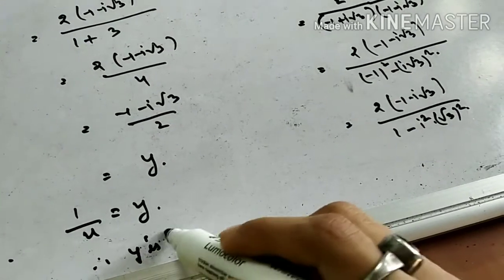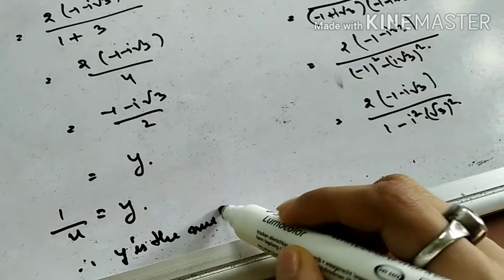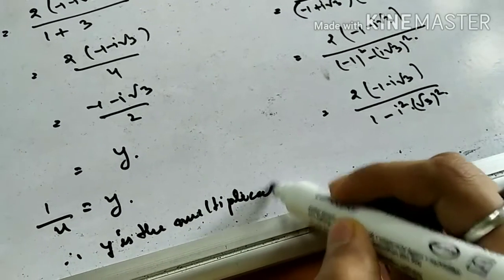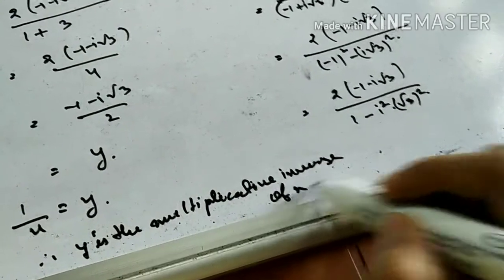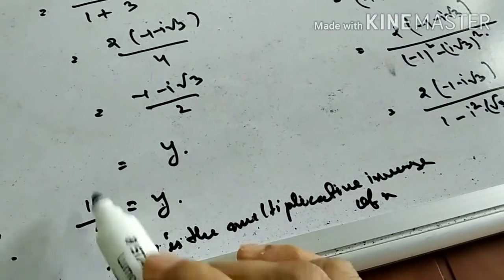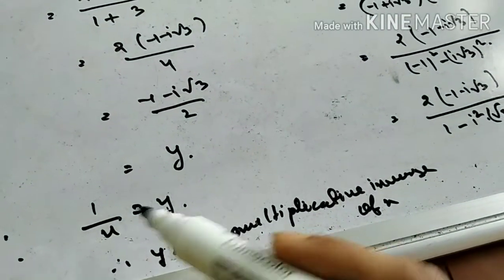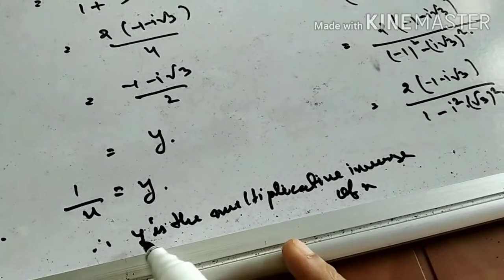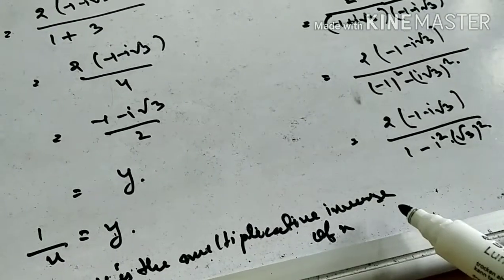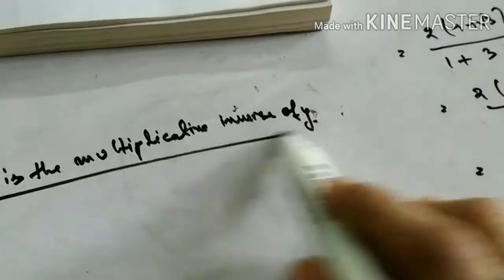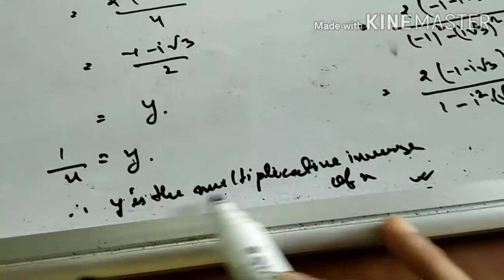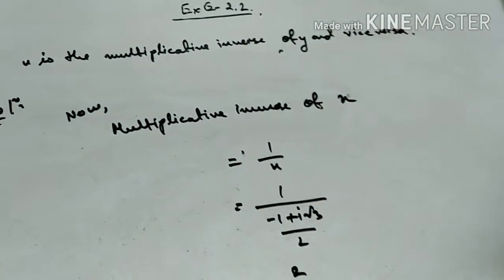Therefore y is the multiplicative inverse of x. Y, this is what? It is 1 by x, and 1 by x is what? It is the multiplicative inverse of x. So therefore I can say y is the multiplicative inverse of x. First I showed that x is the multiplicative inverse of y, and then I say that y is the multiplicative inverse of x. So this is done.